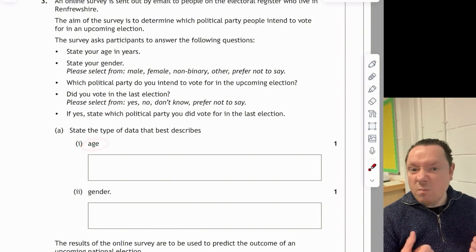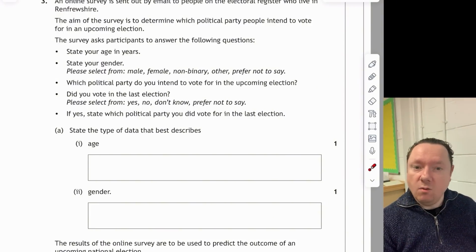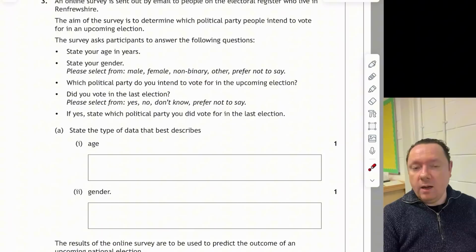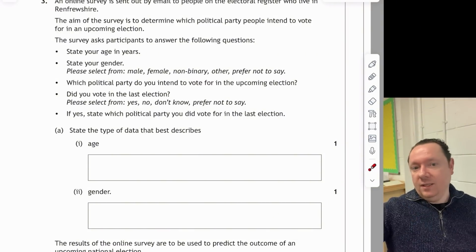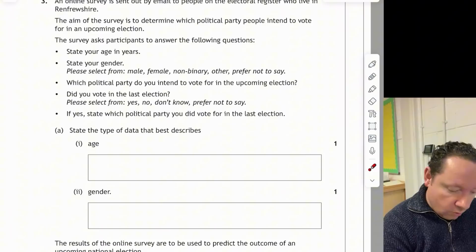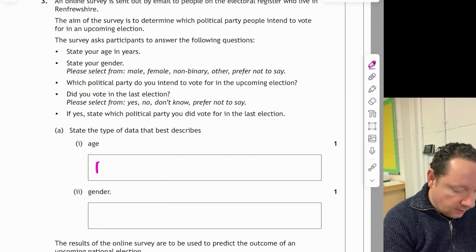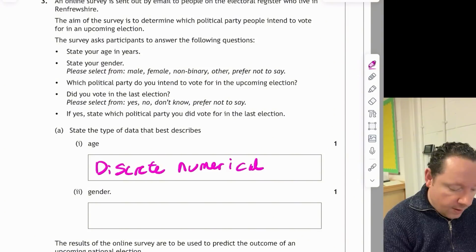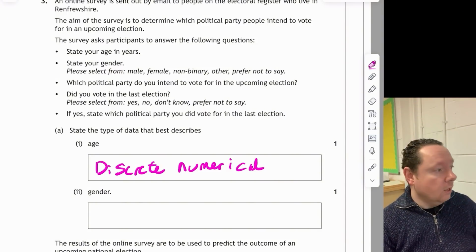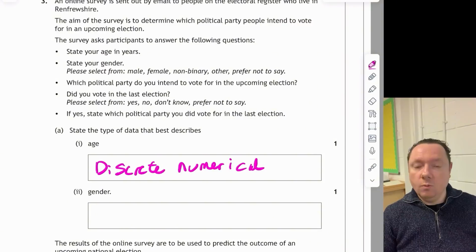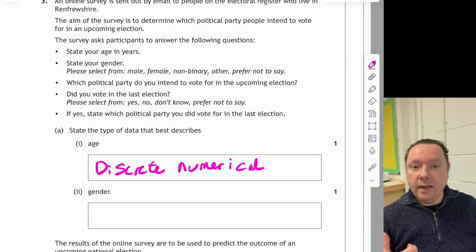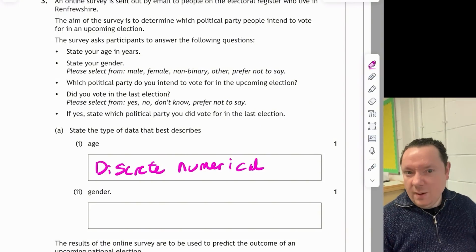Well, ages are numbers, so it's numerical. And is it continuous or discrete? Well, I could be 5, but he could be 16, so it's discrete. So what we're looking for is discrete numerical. 2 types of data, remember, there's numerical and categorical. Now, you could also use the word discrete and then quantitative, which means numerical, but I prefer numerical, it's easier to remember, to be honest.